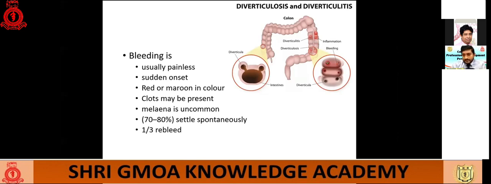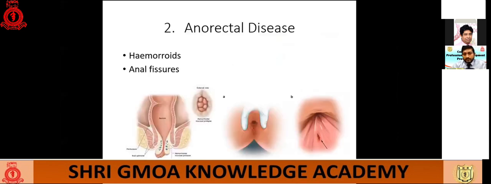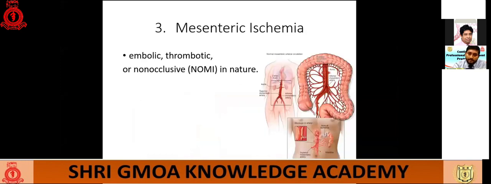The characteristics of the bleeding are that it's usually painless, but it can be associated with abdominal pain if there's overlying diverticulitis as well. It's sudden onset. It's classically maroon color. And 80% of the time it settles spontaneously and one third will repeat. The second category is anorectal disease, mainly hemorrhoids and anal fissures. These are very common, and I will talk about this in the latter part of the lecture so I can give more details on this.